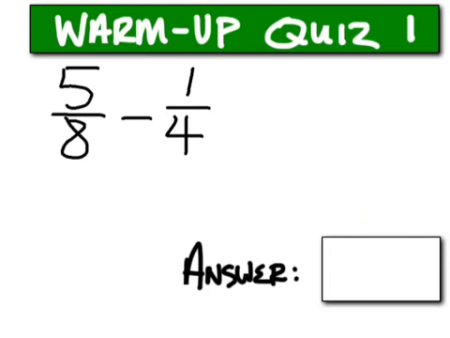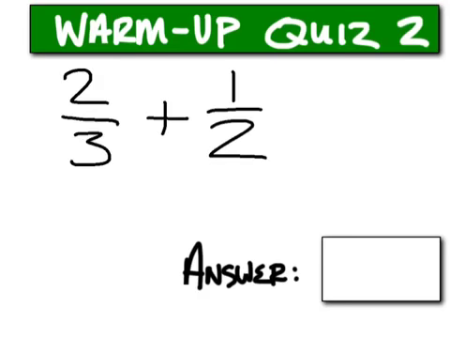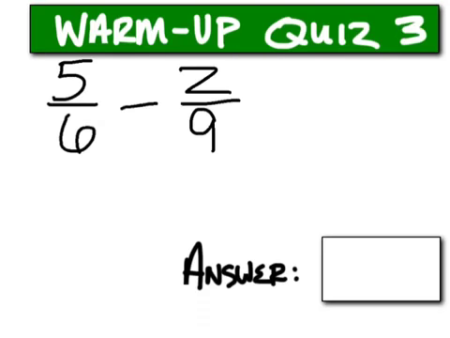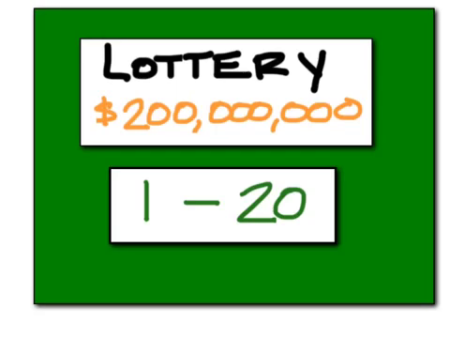There we go. Okay. Answer for this one should be 3/8. Alright, answer for this one should be 7/6. Alright, answer should be 11/18. Go ahead and bring your number up for the lottery.